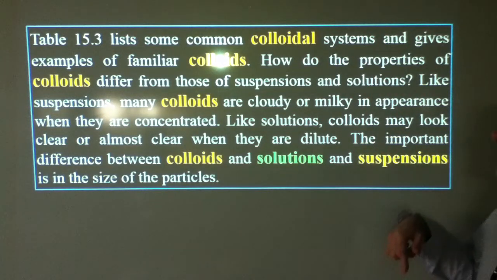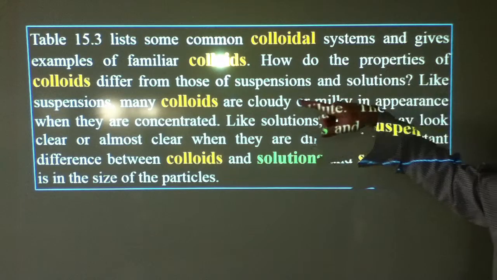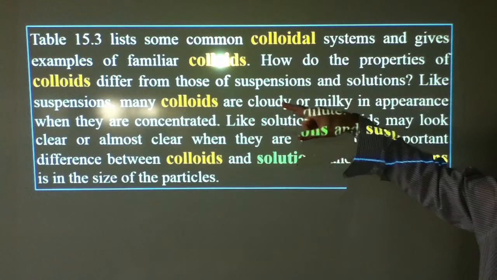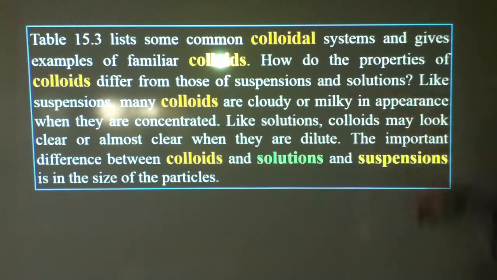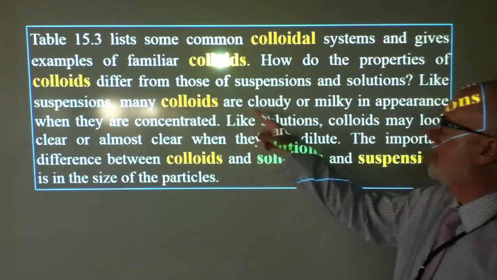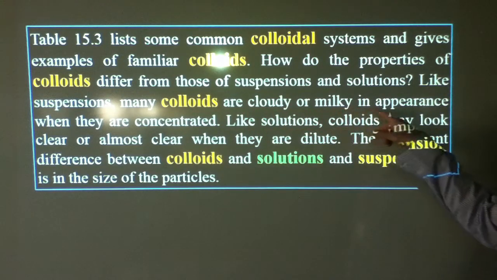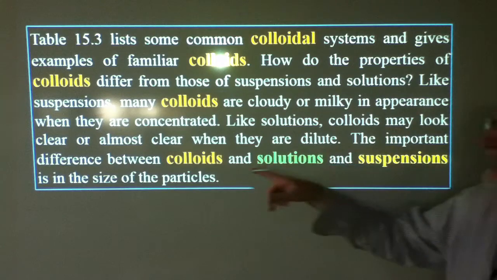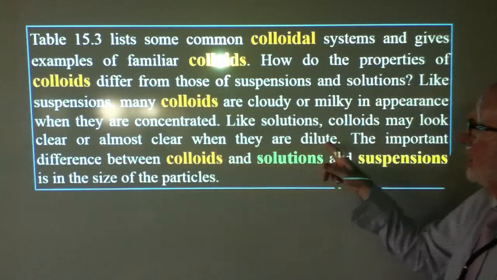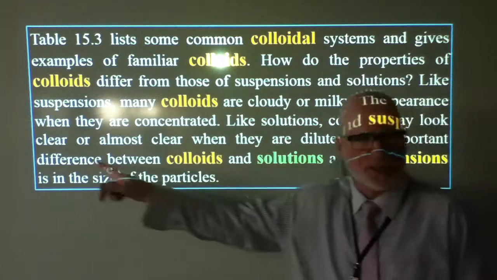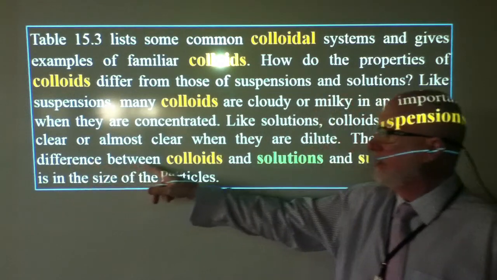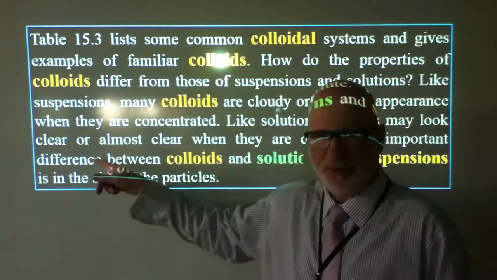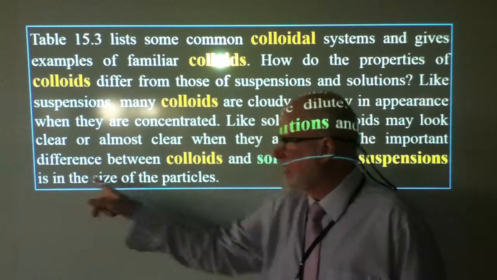Table 15.3, what I just did, lists some common colloidal systems and gives examples of familiar colloids. How do the properties of colloids differ from those of suspensions and solutions? Like suspensions, many colloids are milky in appearance when they are concentrated. Like solutions, colloids may look clear or almost clear when they are dilute. The important difference between colloids and solutions and suspensions is the size of the particles.